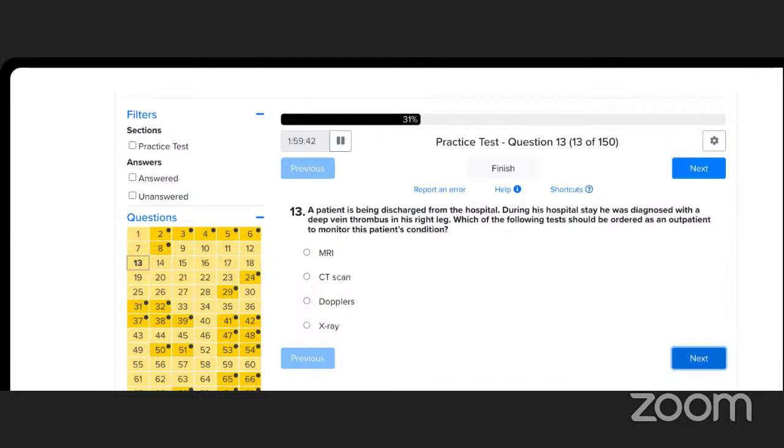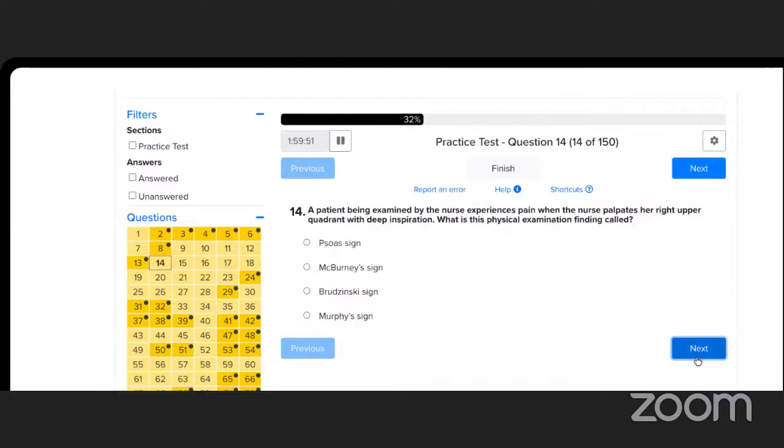So this question, if a patient is being hospitalized and they're diagnosed with deep vein thrombosis in the right leg, what is the appropriate test? Okay, I'm gonna say Doppler and we'll go over that.